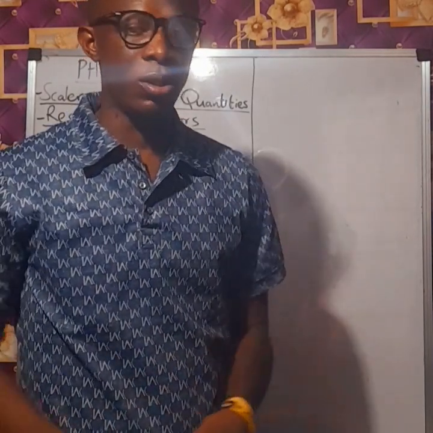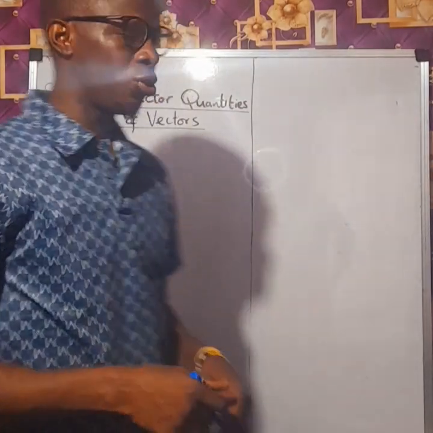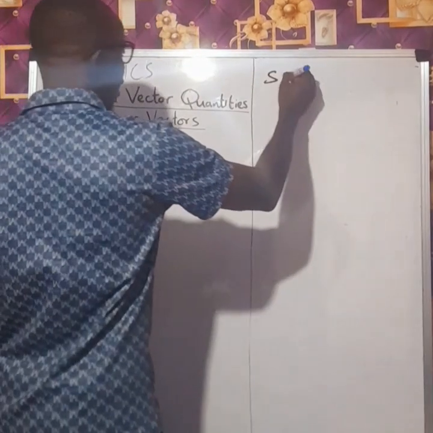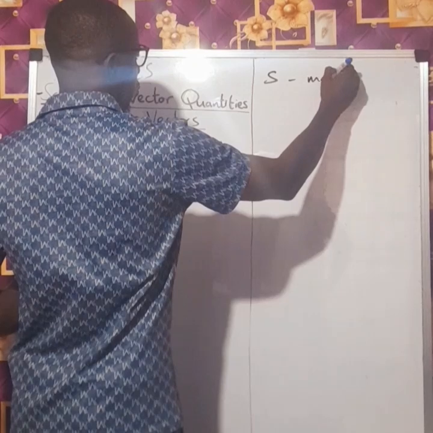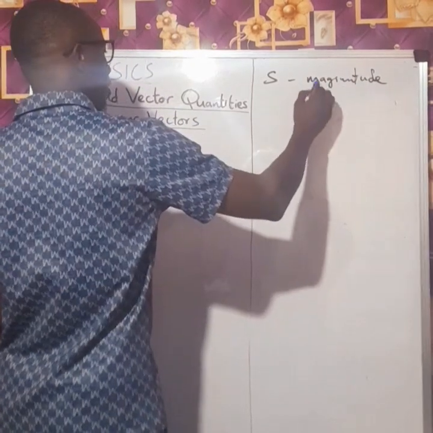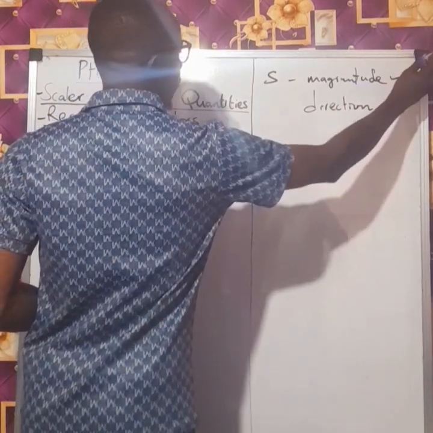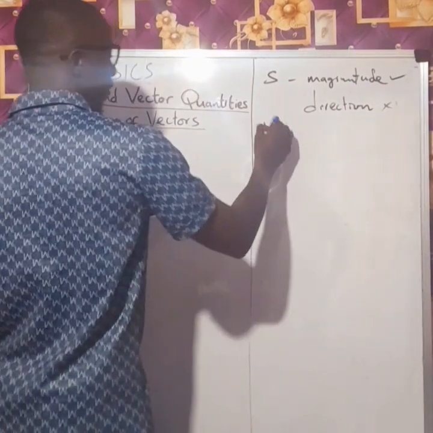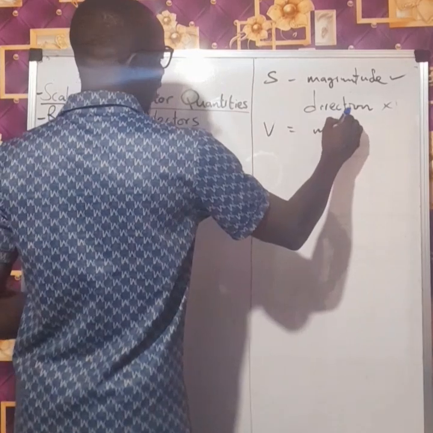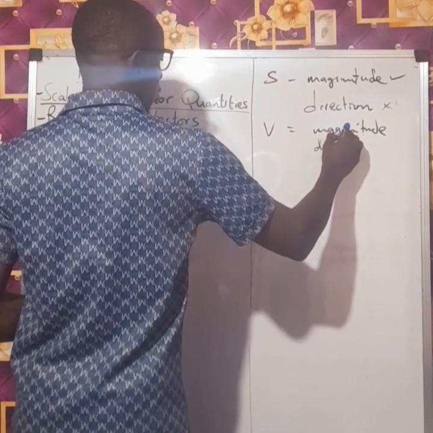So what are scalar quantities? Scalar quantities are those quantities that have magnitude but no direction. So we can say scalars have magnitude, no direction. Then vector quantities, they have magnitude and what? Direction.